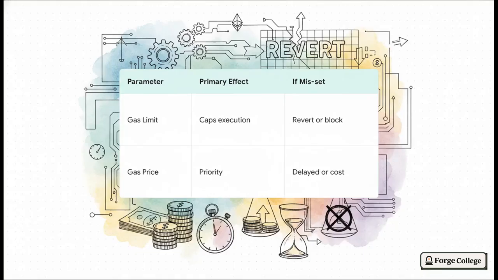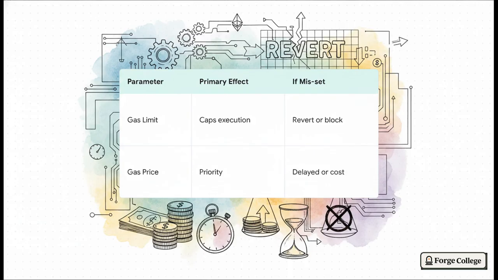Let's crystallize this with a really simple matrix you can mentally reference. Look at the top row, gas limit. Its primary effect is capping execution work. If you set it too low, it reverts and you lose fees. Set it too high, and you might get blocked by a pre-check, even though unused gas is returned.